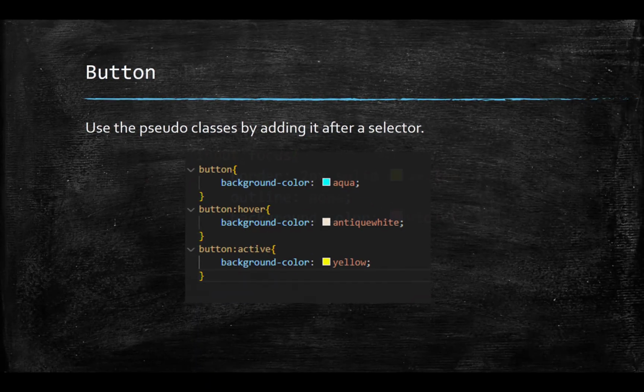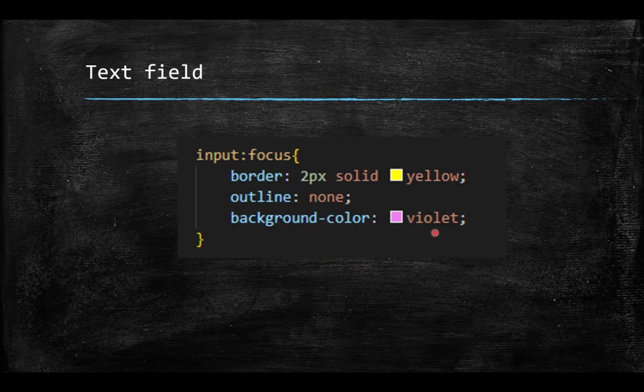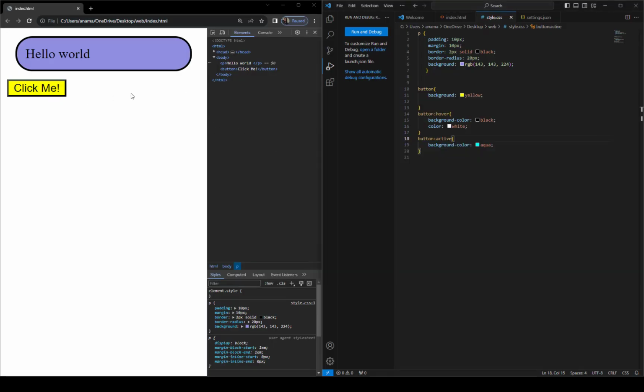Now next is the text field. So we have here input focus. If we click the text field, this will happen. We have the border, the outline, the background color. I'm talking about the outline because we can see it when we add effects and then click, the outline appears. So let's remove the outline.